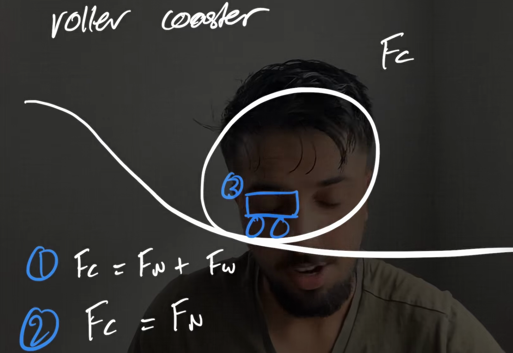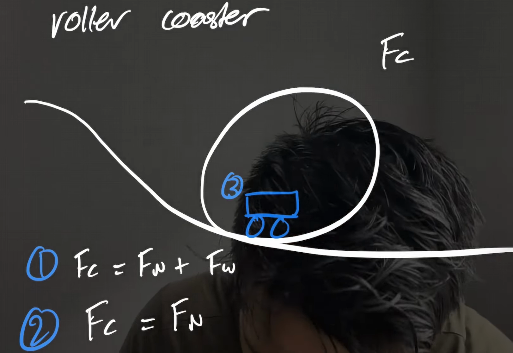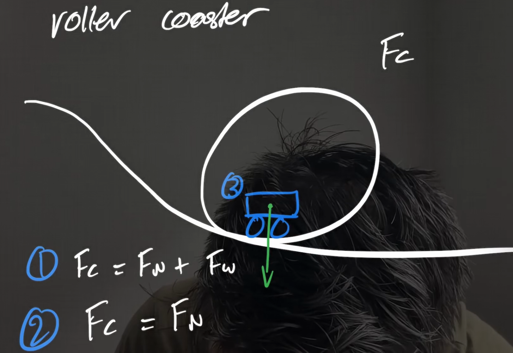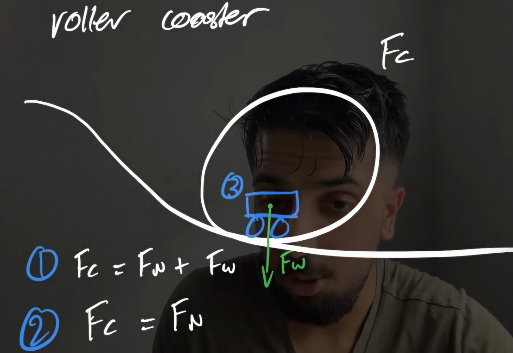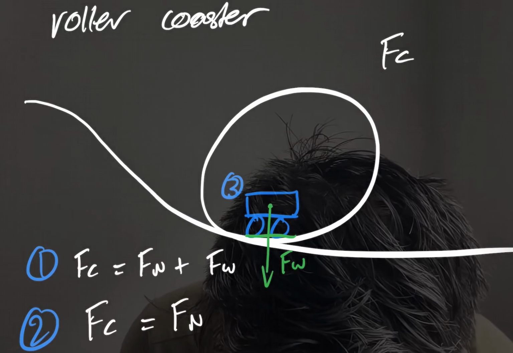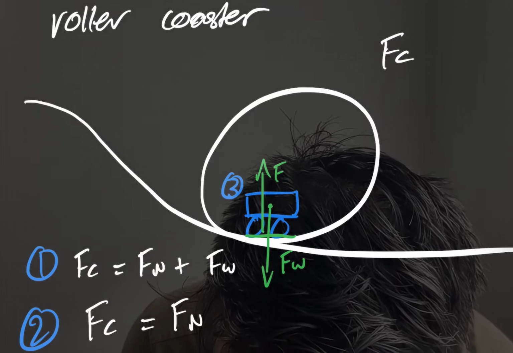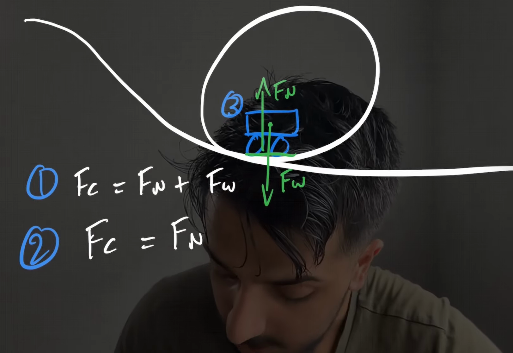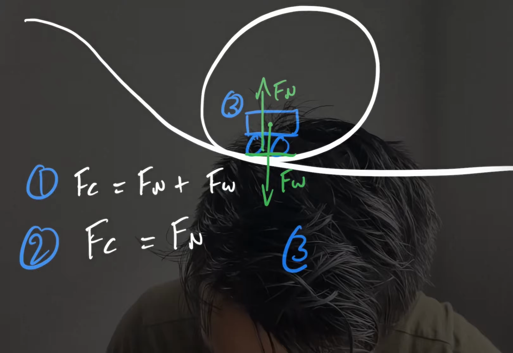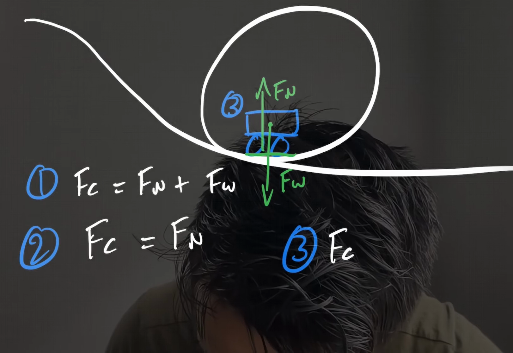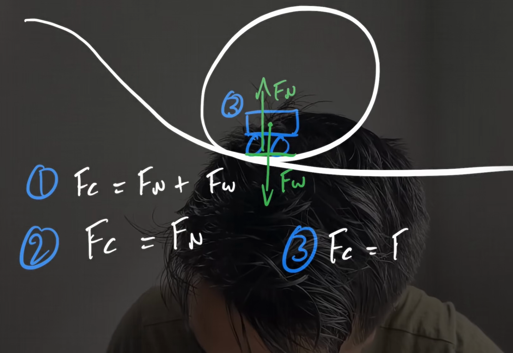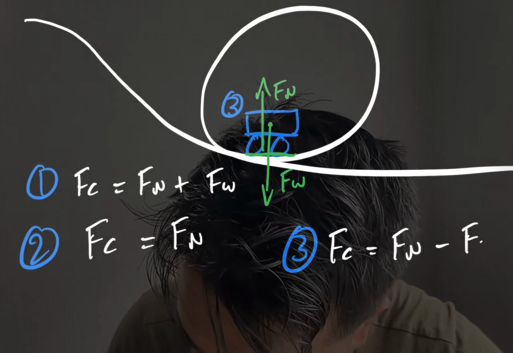Now for our third scenario, again the weight force is going to be acting directly downwards, as so. And now because we're at the bottom of the loop, the normal force is going to act directly upwards, as so. And so what this means is that for our third scenario, the centripetal force is equal to the normal force minus the weight force.